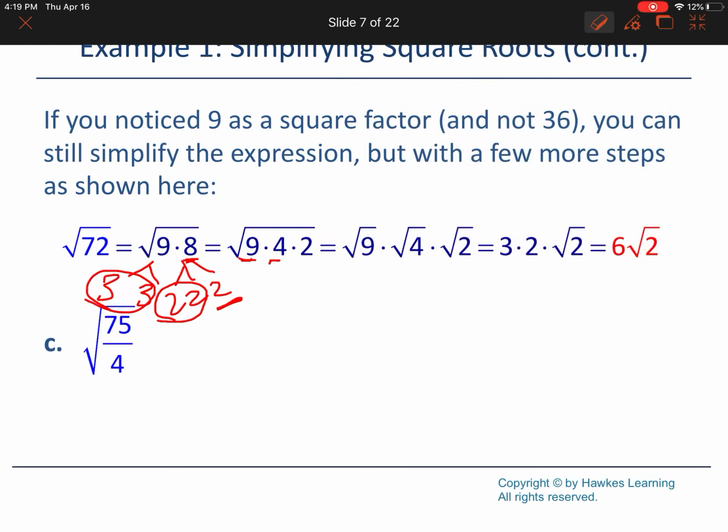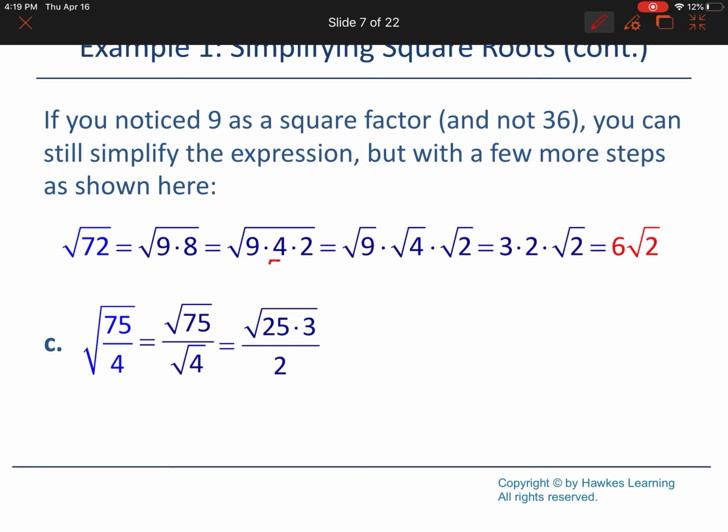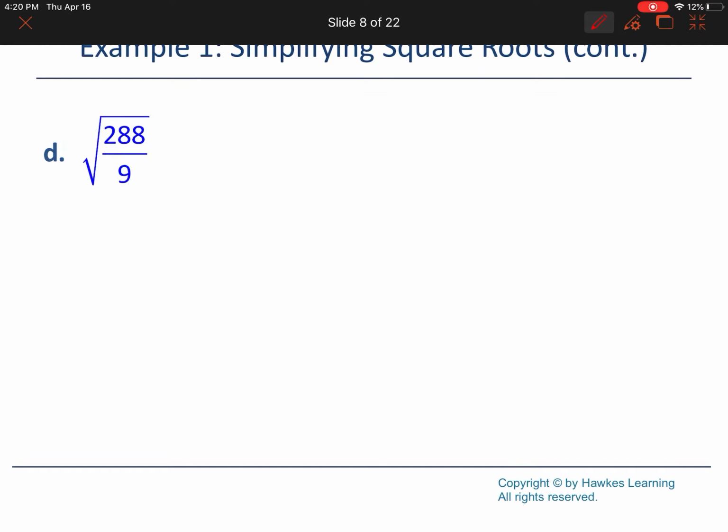All right, let me erase this. The next problem on there was 75 over 4. Okay, so it's a fraction, so I can split it up. And the square root of 4 is easy, because that's just 2. So I can get the bottom done in no time at all. And the top, 75, you're probably going to know it's 25 times 3. And square root of 25 is 5. Square root of 3 over 2. And that's how we would leave it.